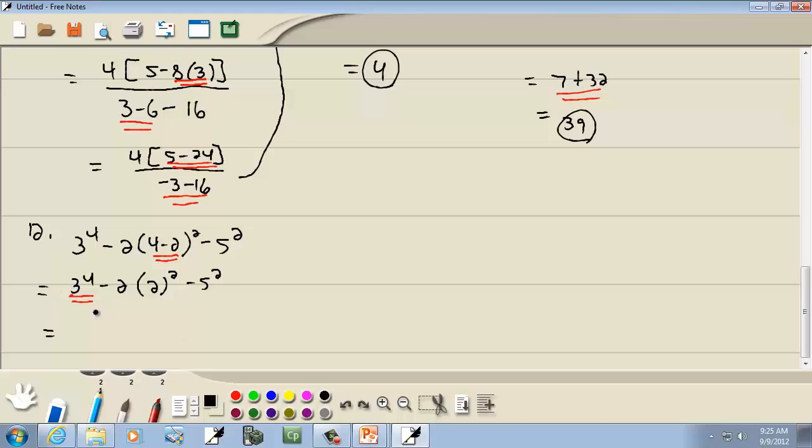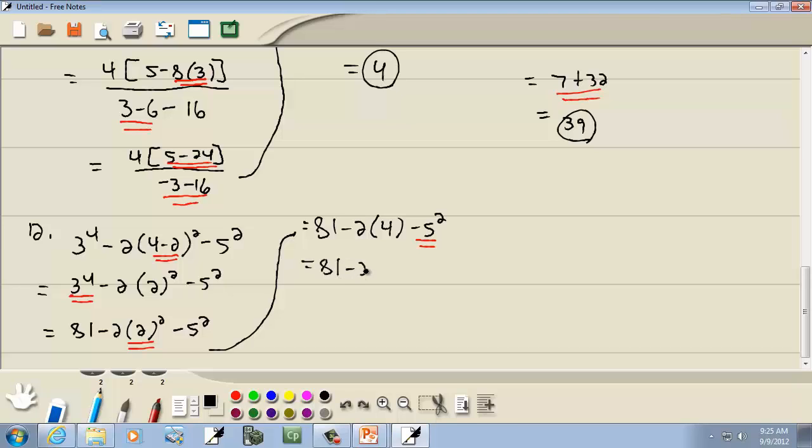3 times 3 is 9, times another 3 is 27, times another 3 is 81. Everything else carries down. So on the excuse part, exponents, here's another exponent. So this becomes 81 minus 2 times 2 squared, and 2 squared is 4. Now notice I kept it inside parentheses because we still have to keep this multiplication here. This is 2 times that. Still on the excuse part, I have another exponent. The exponent only affects what's to its immediate left, it doesn't affect the negative. So this is 5 squared, which is 25.